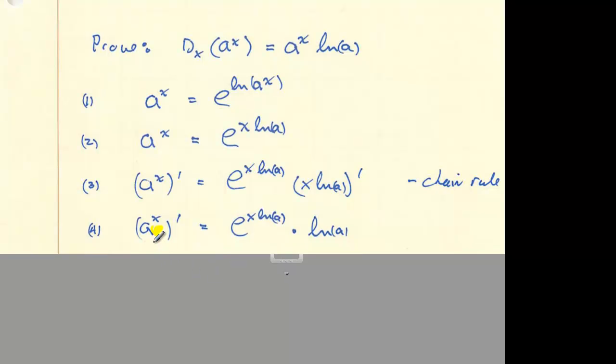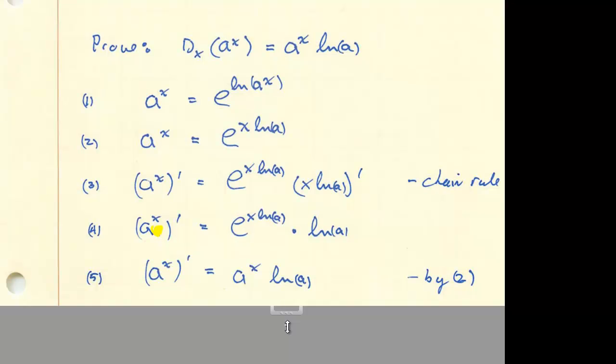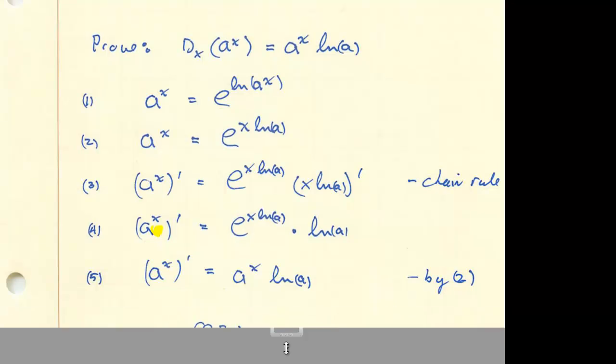the derivative of a to the x being e to the x ln of a times the natural log of a. And then the only thing left to do is to show that this e to the x ln of a can be replaced with a to the x. And of course it is just a to the x, because you can see now in step 2 it is a to the x. Therefore the derivative of a to the x is a to the x ln of a, QED.